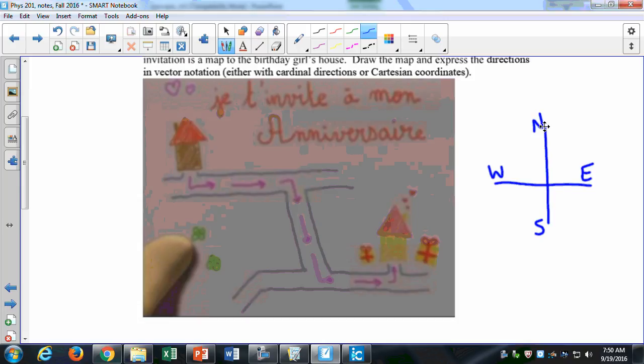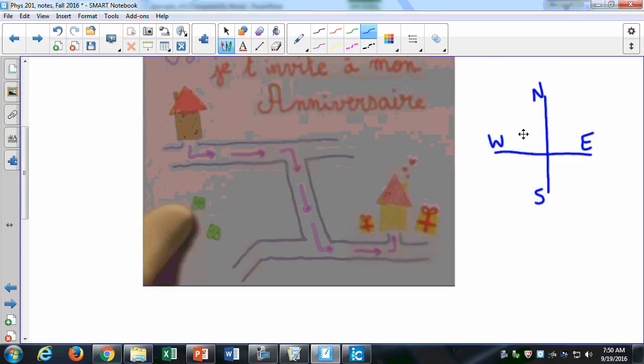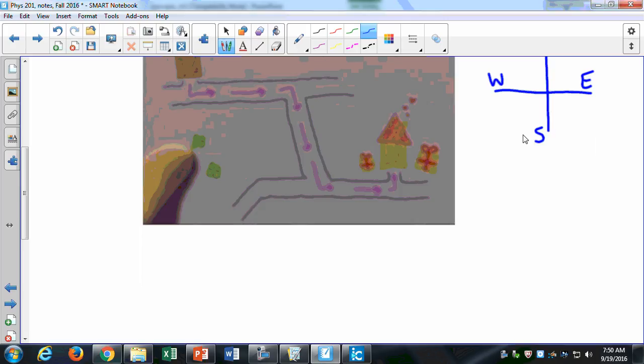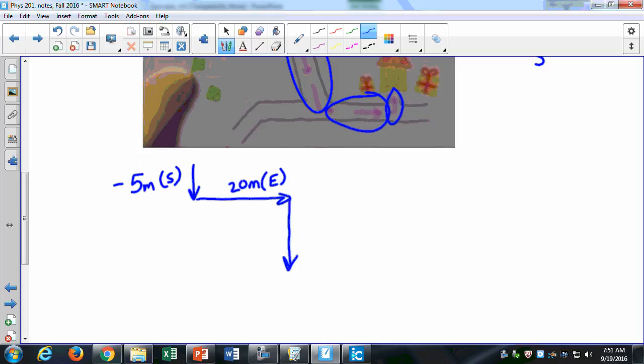All right, so this guy, when he travels, we can trace out his vectors in a couple of ways. I can just ascribe some distances to these particular vectors, and I'll draw them out as vectors. So he goes 5 meters south. I'm going to call that negative because it's down. South is negative. And then he goes, say, 20 meters east, and then he goes 20 meters south. It's right here.